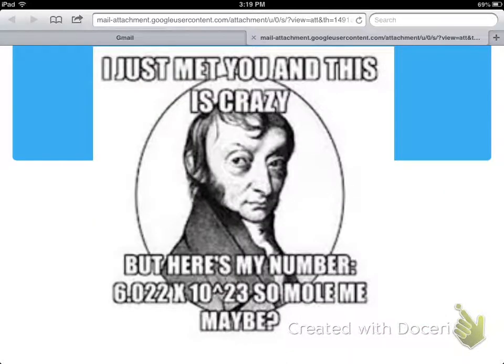So I know that was a long lesson, a lot of information to process. So I just wanted to leave you on a happier note with Amedeo Avogadro.